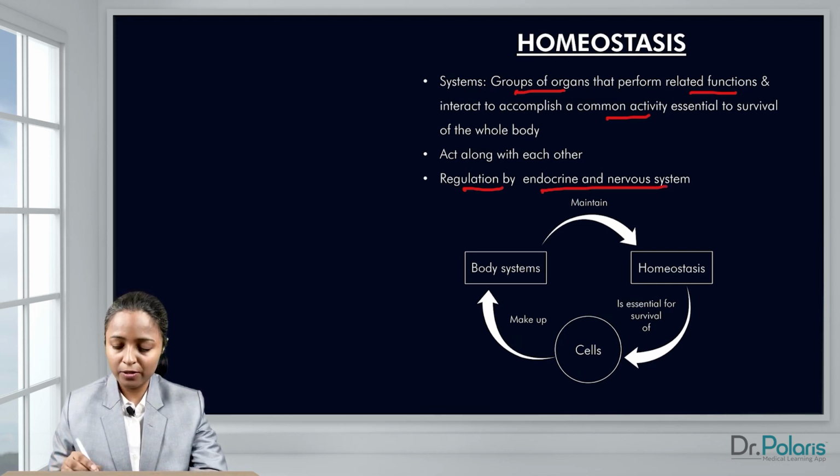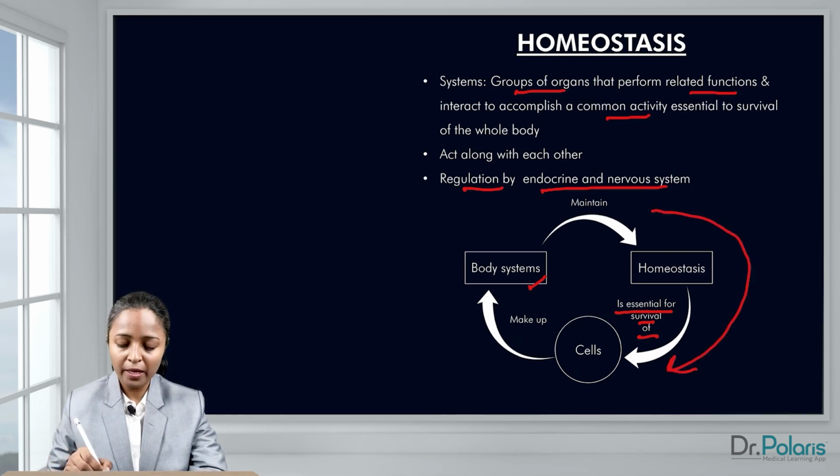So fundamentally, you see, cells make up the body systems, the tissues, the organs, right? And these organ systems help maintain the homeostasis, that is the near constancy of internal environment. And this homeostasis is essential for survival of cells. So that's what I was talking about, that all the body organ systems work together for survival of each cell, and each cell combines together to form the various body systems.